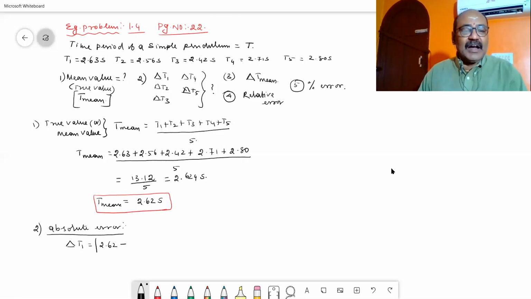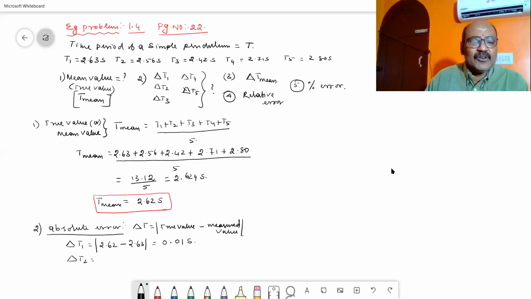The first measured value is 2.63. What is the difference? The difference is 0.01 second. Similarly, you calculate delta T2. If you want, you can write the formula initially. Delta T is equal to true value minus observed value, or you write it as the measured value inside the modulus.